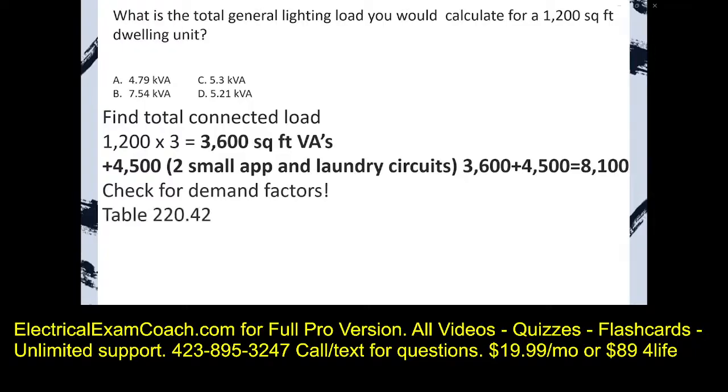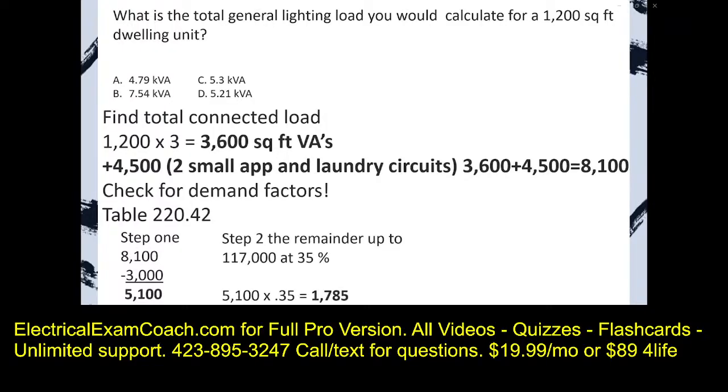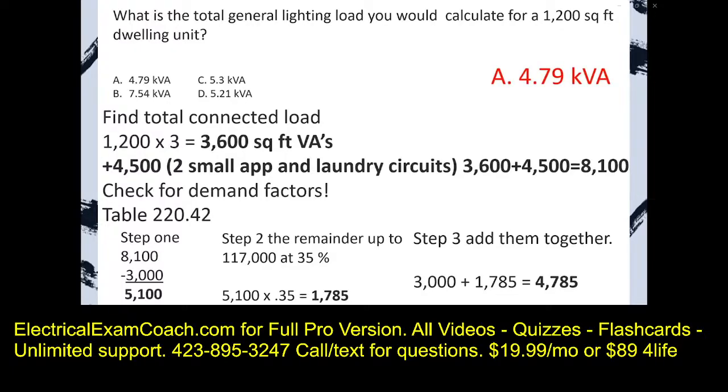We head to table 220.42. Step 1, we're going to minus 3,000 and take it at 100%. Step 2, we're going to multiply that by 0.35. All we have to do now is add them back together, and we end up with a new reduced load of 4,785 VAs, and we select A. Great job.